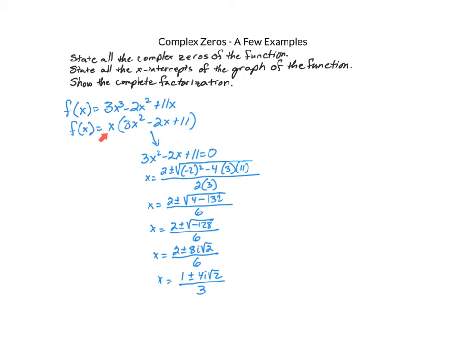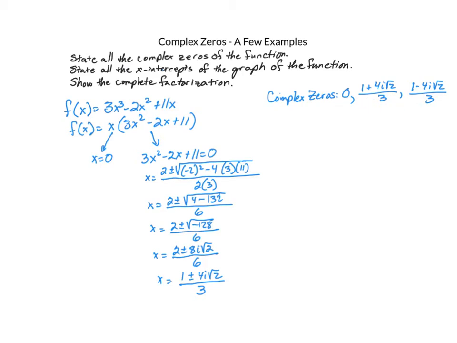Notice the third one comes from this. I didn't write it down, and I will right now. This gives us x equals 0. So let's make sure we very clearly answer the question. The complex zeros right here are 0, 1 plus 4i square root of 2 over 3, and 1 minus 4i square root of 2 over 3. In this problem, we have 3 complex zeros. 1 is real, and the other 2 are non-real.